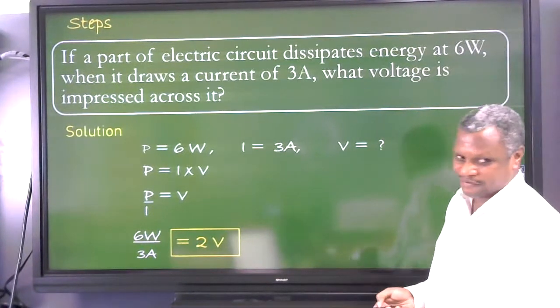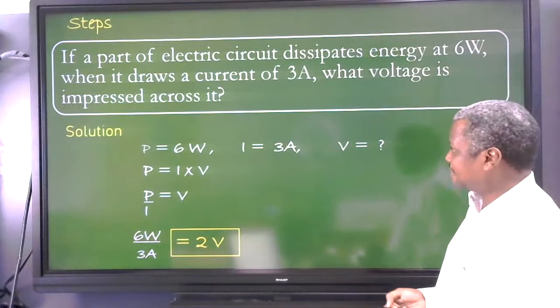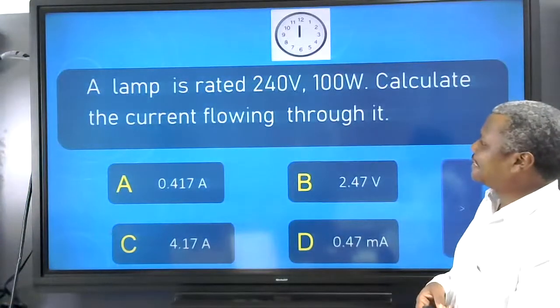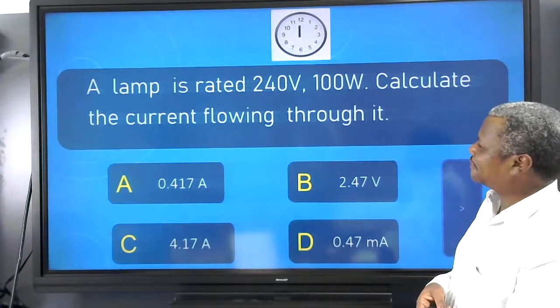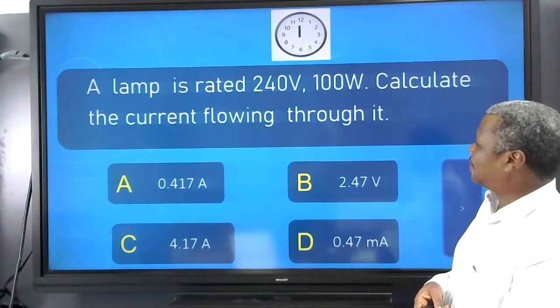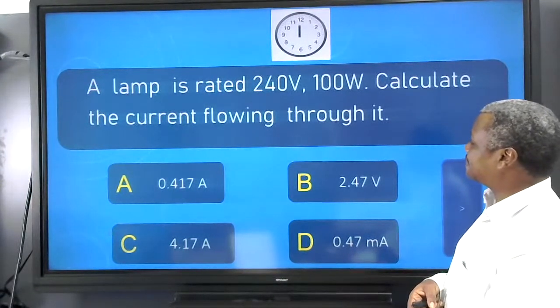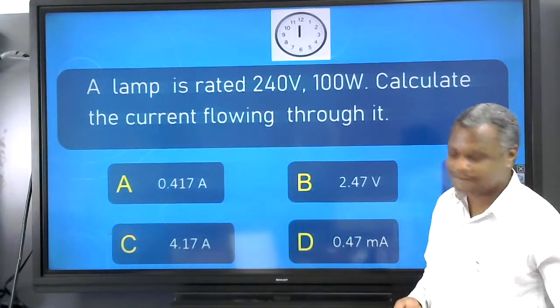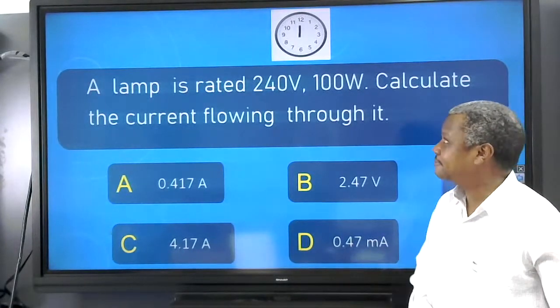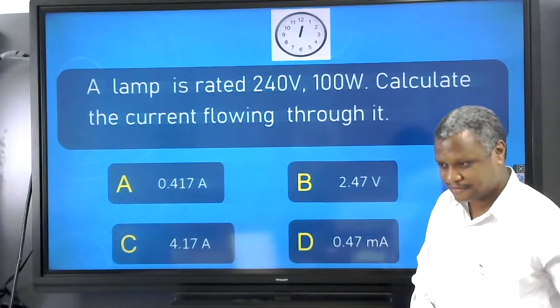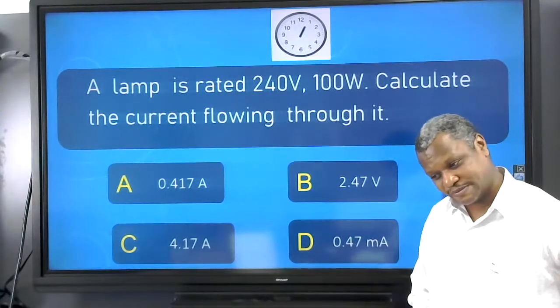Question number 2. We have about 15 minutes again. Question number 2. A lamp is rated 240 volts, 100 watts. Calculate the current flowing through it, and the timer begins now. 1 minute. That's also an easy question.